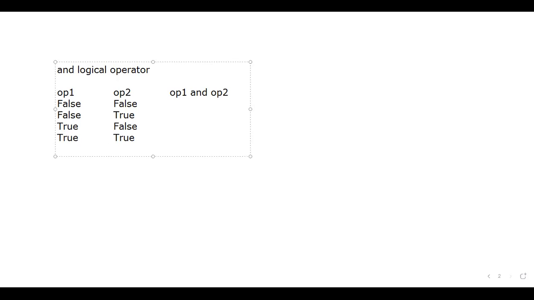When both the operands are false, it will be false. Logical AND will be true only when both the operands are true. In all other cases it will be false only. Here it is false, true: false only. True, false: false only. Both true, it will be true.